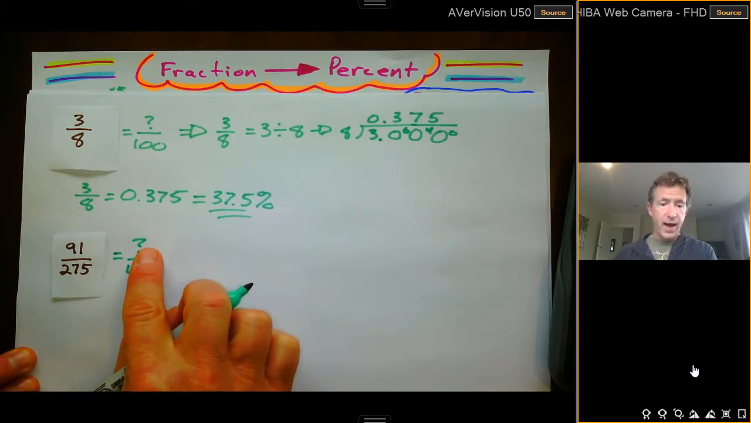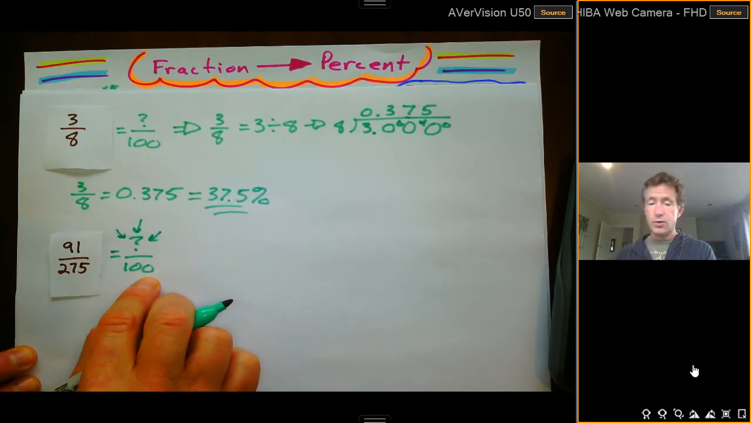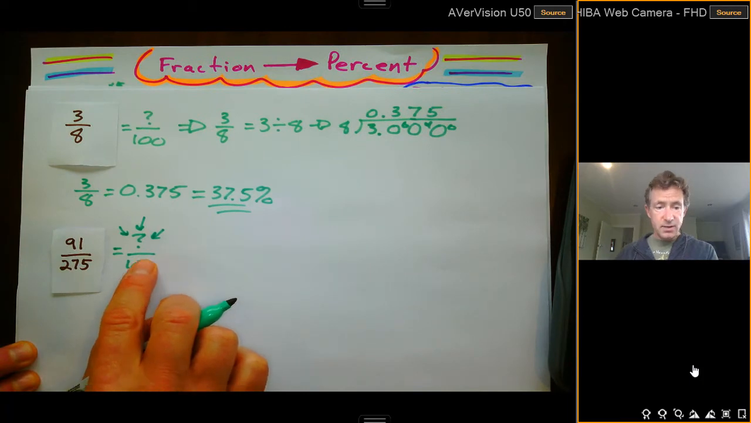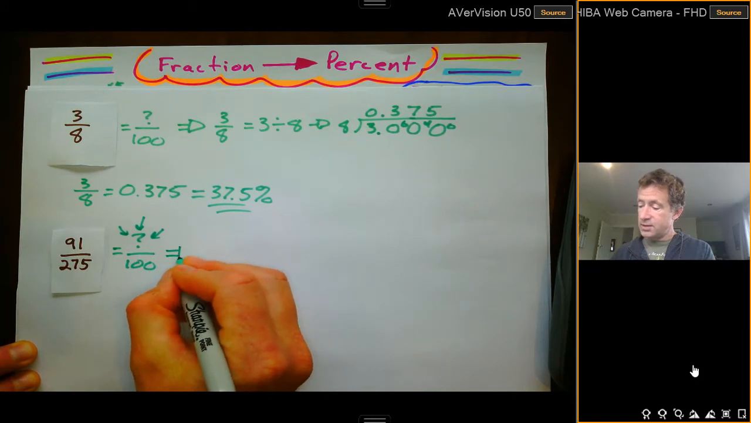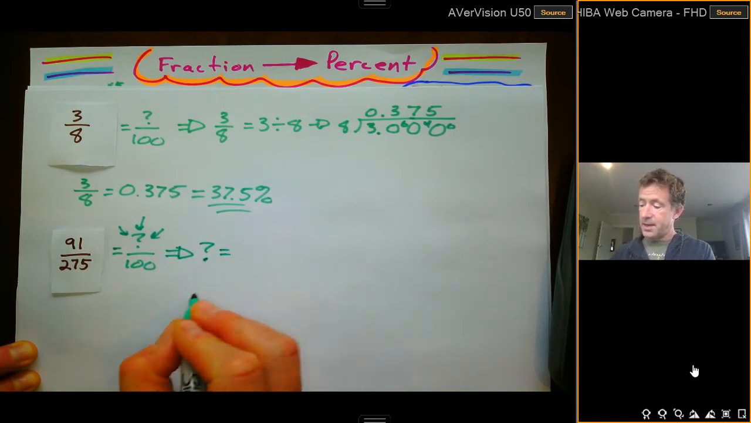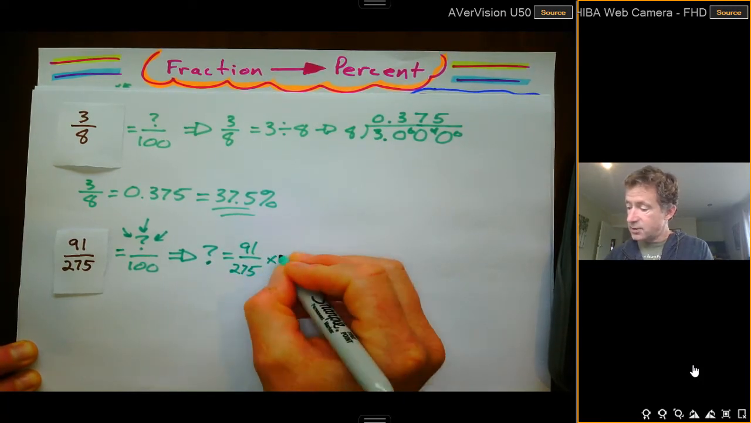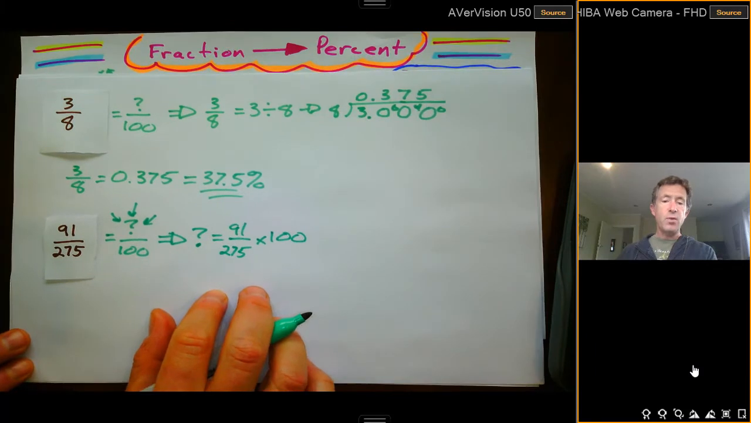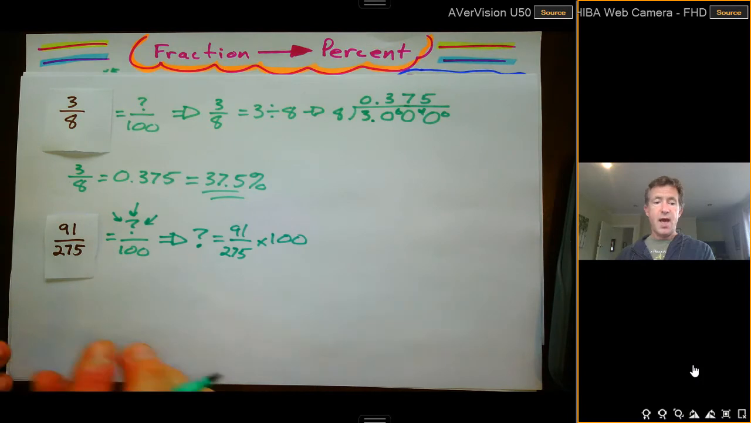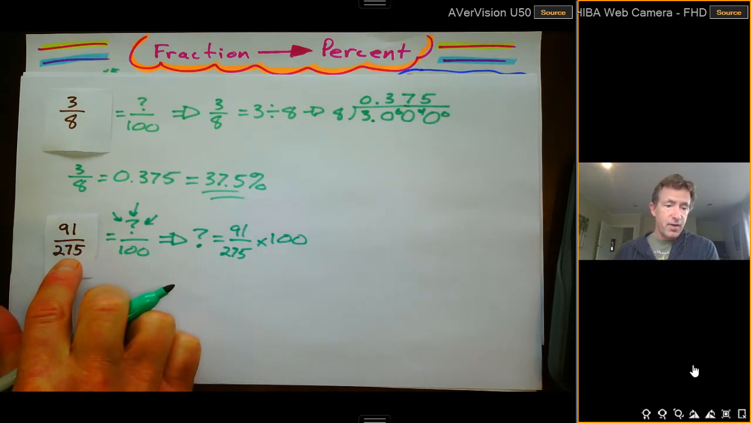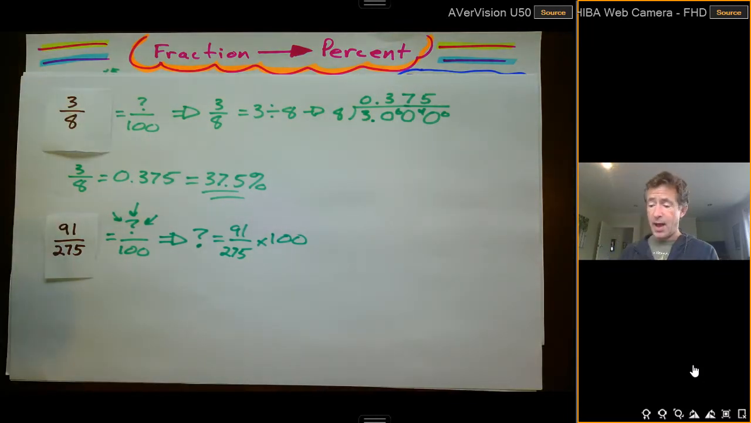Well, if I want to find this percent here, what I would do, mathematically, is, instead of divide by 100, I would multiply the other side by 100. Okay, so this percent equals the fraction 91 over 275 times 100. And that will work every time. If we want to change a fraction to a percent, and it's a big fraction and it's not a factor of 100, we can just multiply the fraction by 100.